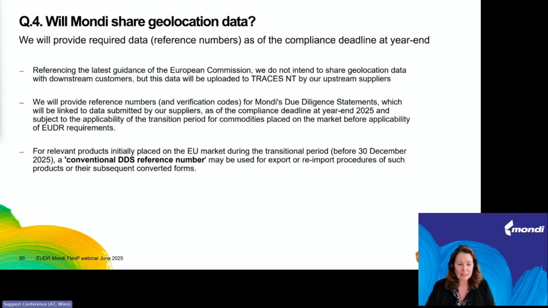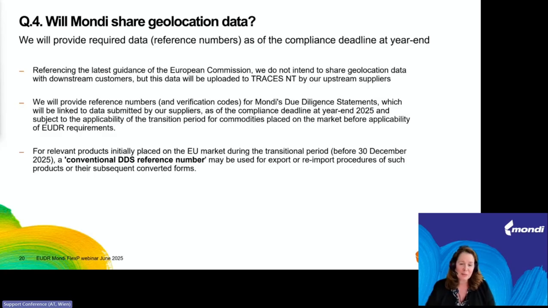Yeah, so it's very clearly stated in the latest guidance that the geolocation data for downstream does not need to be shared with downstream customers, but it has to be uploaded to the Traces NT system by the suppliers, particularly and including the geolocation coordinates for those at the beginning of the supply chain. We will provide those reference and verification codes in our due diligence statements, and these are linked to the data submitted by the suppliers, as I mentioned before. And it's a little bit related to the transition period. I am going to come to this in another question.